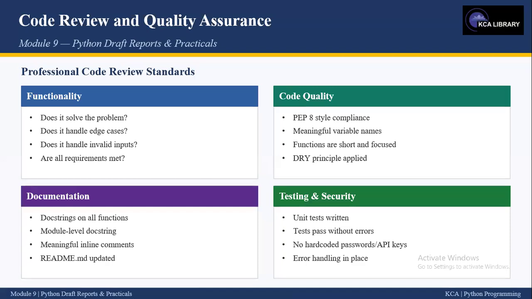Code review and quality assurance. Before delivering any Python project, it must pass a structured code review covering 4 key dimensions. The first is functionality. Does the program correctly solve the stated problem? Does it handle edge cases such as empty data or invalid input? Are all specified requirements met?